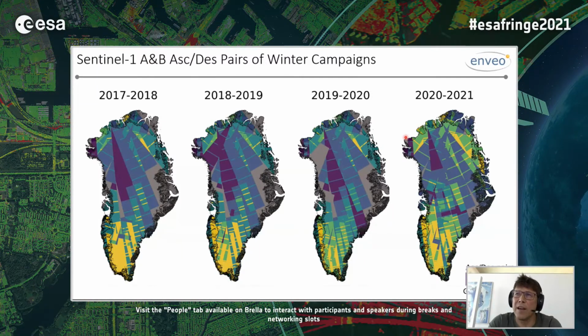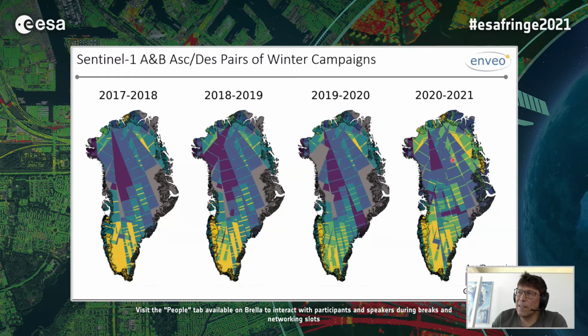So you see here the acquisition of the winter campaigns. This is in general mid-December until mid-February every year, from 2017 to 2020 onwards. And the different colors show you the availability of ascending and descending pairs coverage. So always 6 days repeat coverage is taken here. And in gray, these are the areas where we don't have coverage of crossing orbits. And in earlier years, we have quite large areas not covered by crossing orbits.